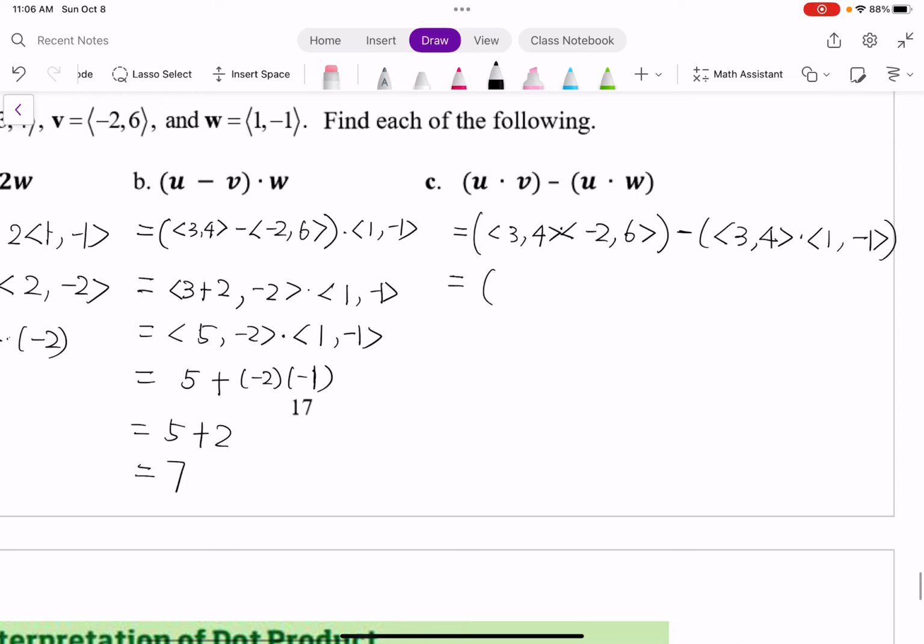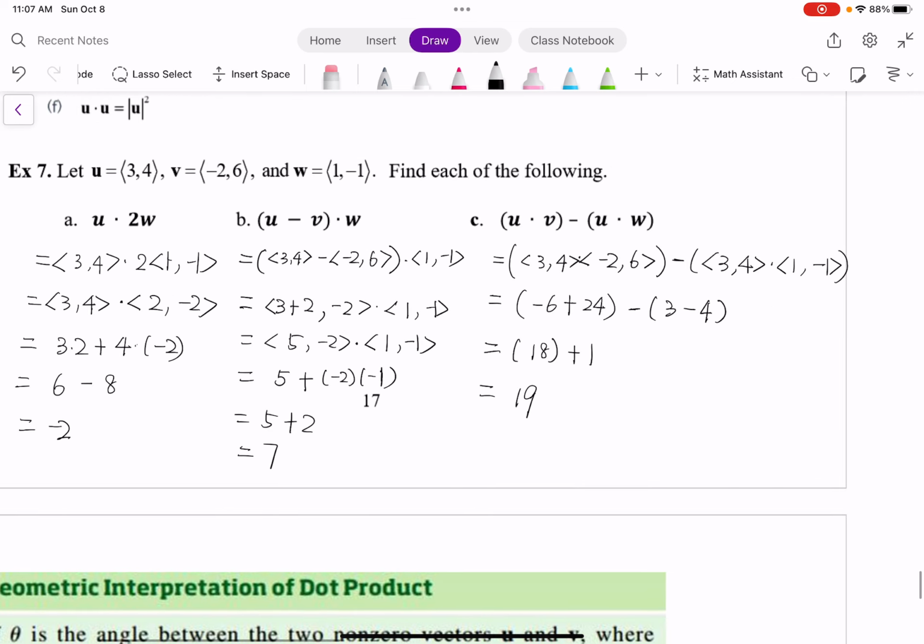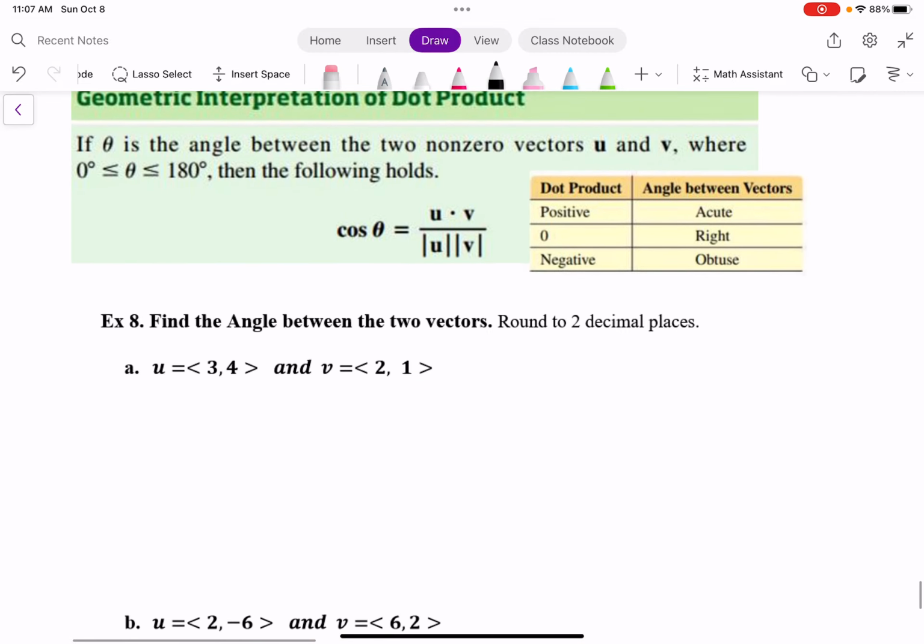Okay, let's do the dot product in the first parentheses. Negative 6 plus 4 times 6, 24. And then minus, in the parentheses, I'm having 3 times 1, 3, plus 4 times negative 1, negative 4. Okay. Minus 4. Let's do the computation. We have 18 minus 3 minus 4, negative 1, plus 1. So we have 19. So we solved this dot product problem. Okay, let's see the next part.